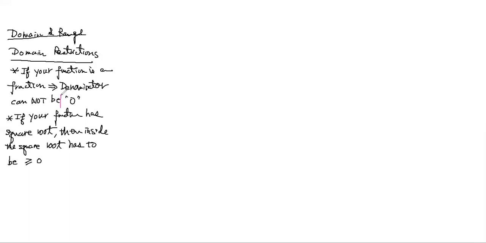So first one is the denominator: if you have a denominator, it cannot be equal to 0. If you have square roots, what's inside has to be greater than or equal to 0. Okay, then the problem will become pretty easy. So let's take a look at some examples, then you will see what I mean.